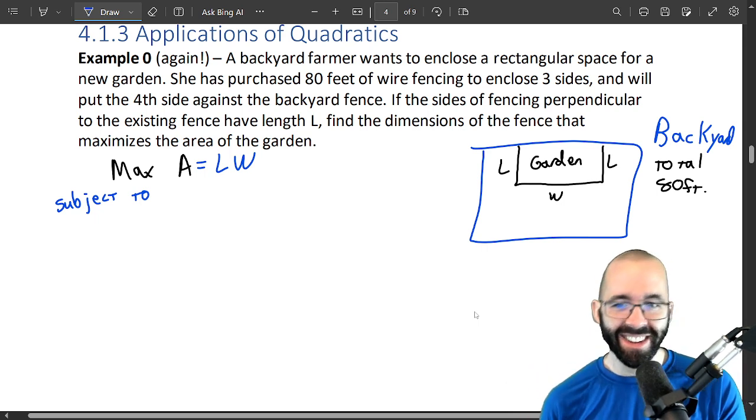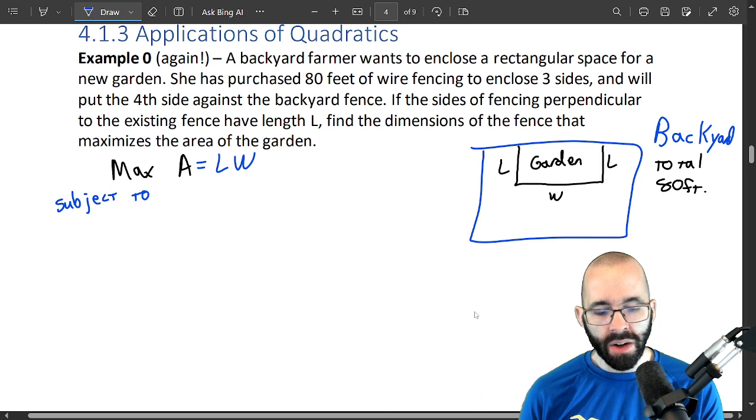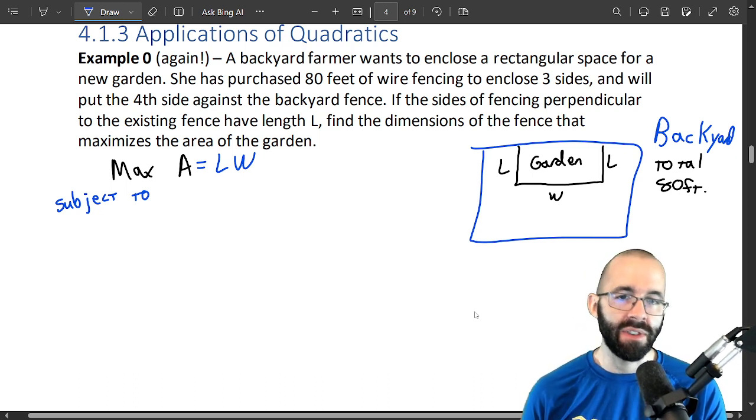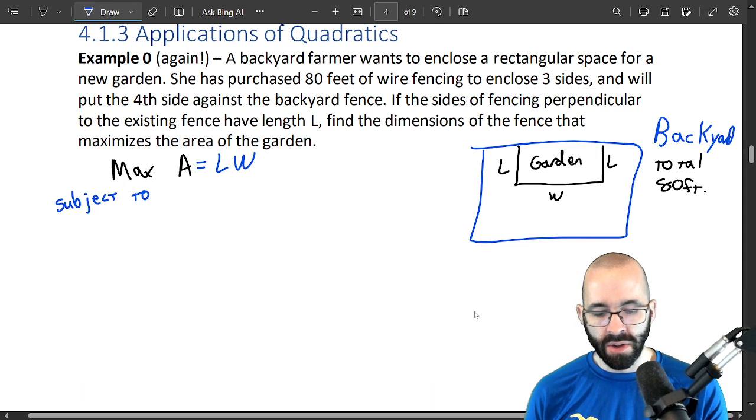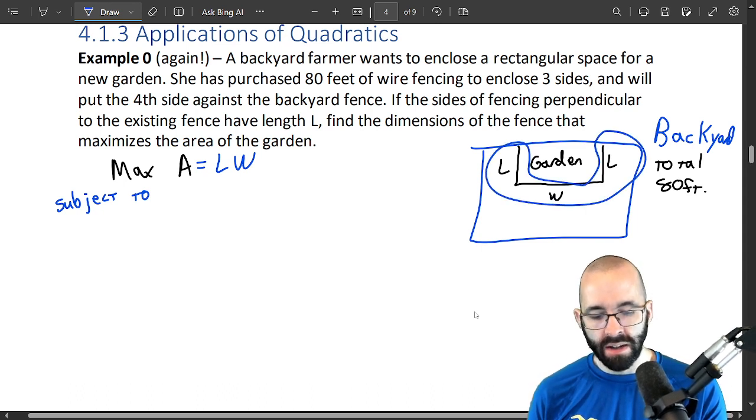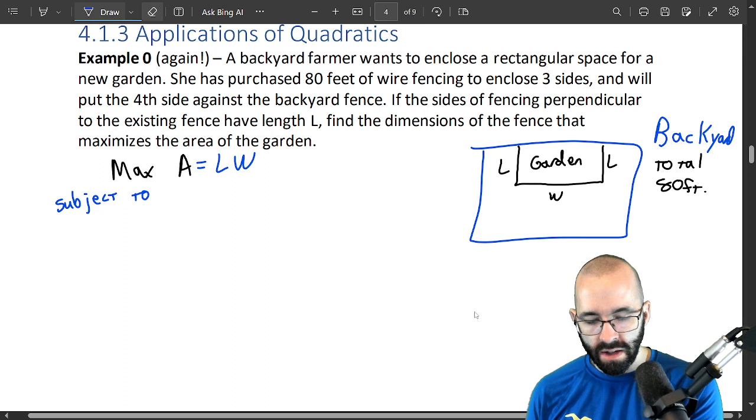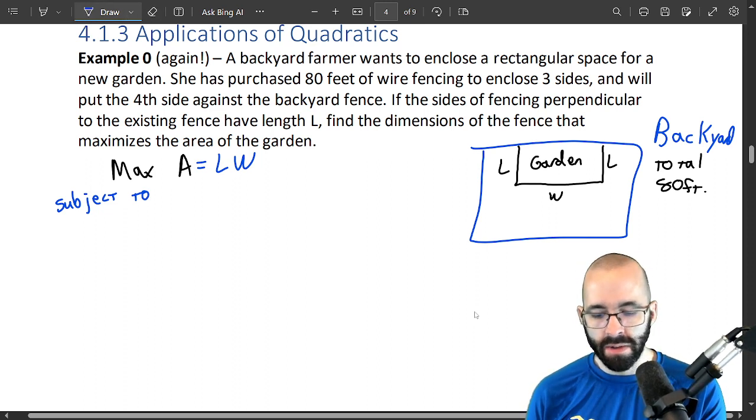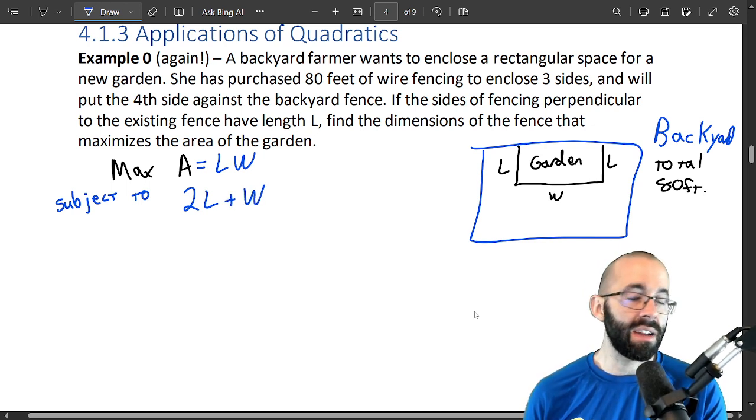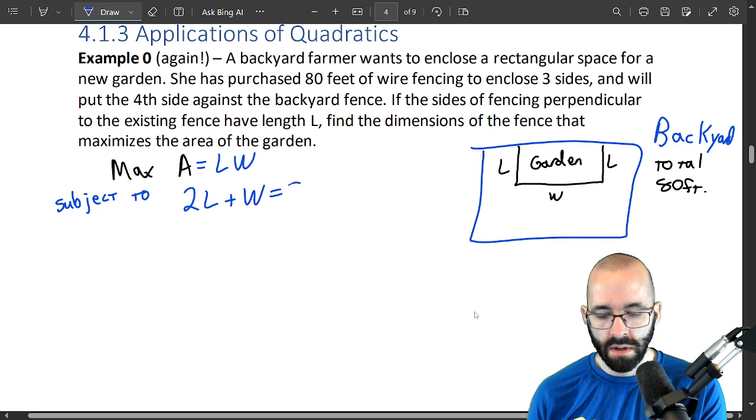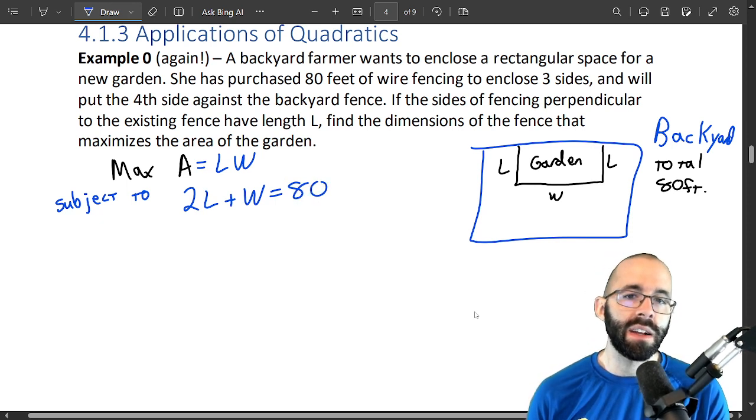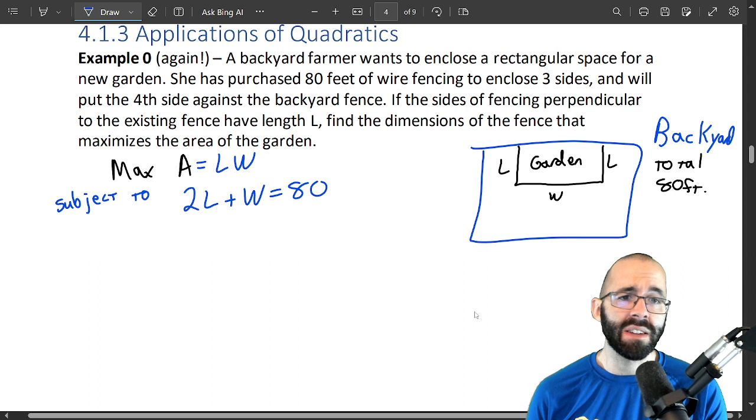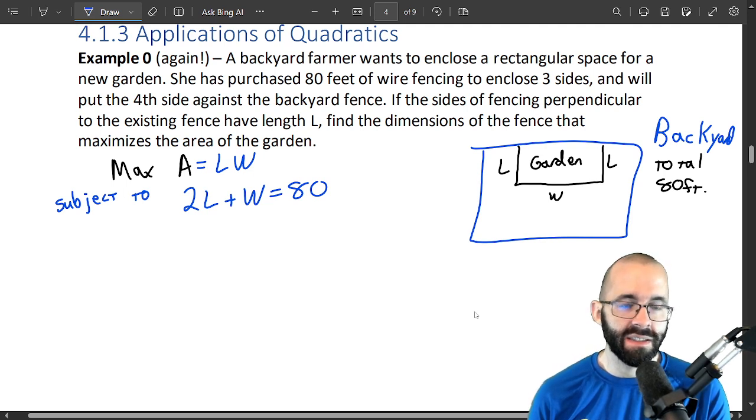Don't worry, not going to be that bad. We know that the fencing has to be no more than 80 feet. So this whole fencing can't be more than 80 feet. So you're going to say, okay, 2L plus W has to be less than or equal to 80 feet. But I'm going to write an equal sign because I want to make the biggest garden I can. Let's just use all the feet. All 80 of them.